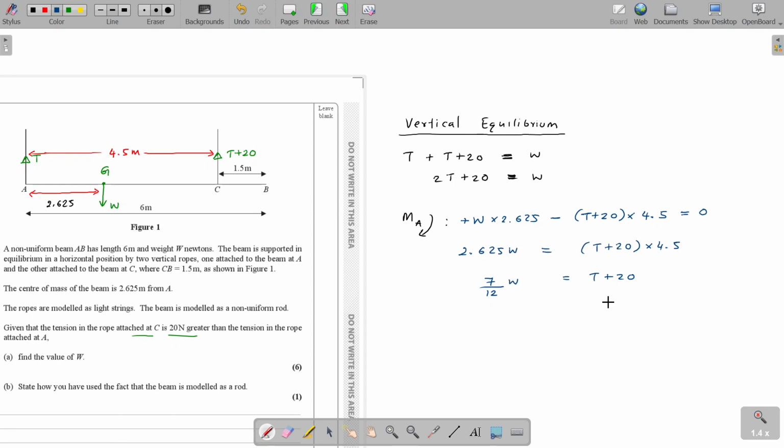7 over 12. And then let's get the T value. T is 7 over 12 W minus 20. Do you agree with me? Is this okay? Did you come to this point? So then what do we do now? Now substitute the W value into the equation. So substitute.